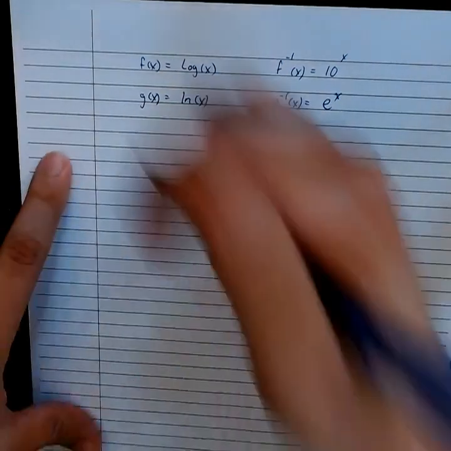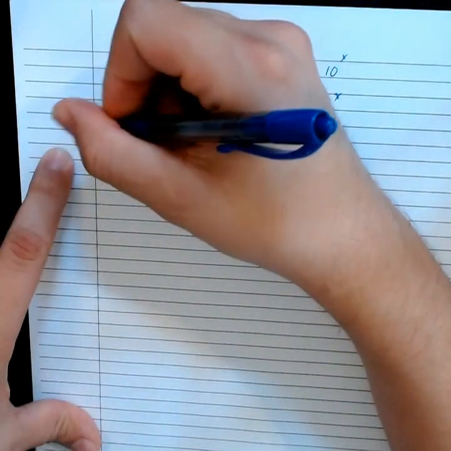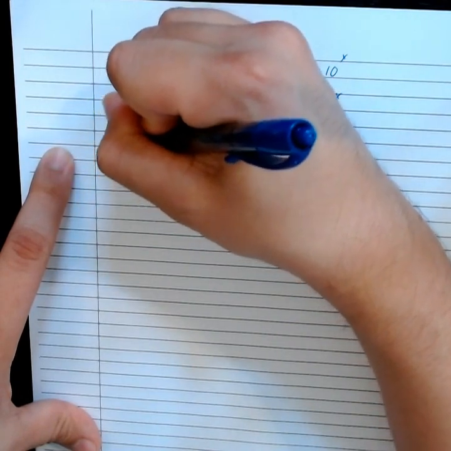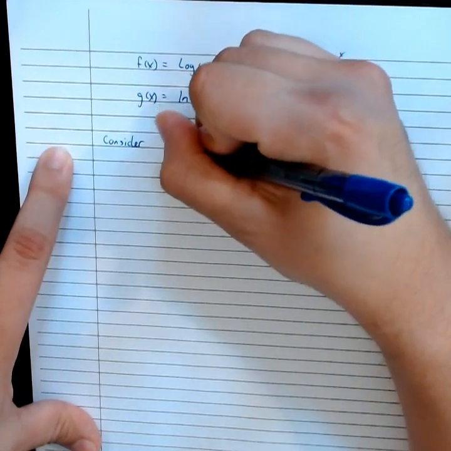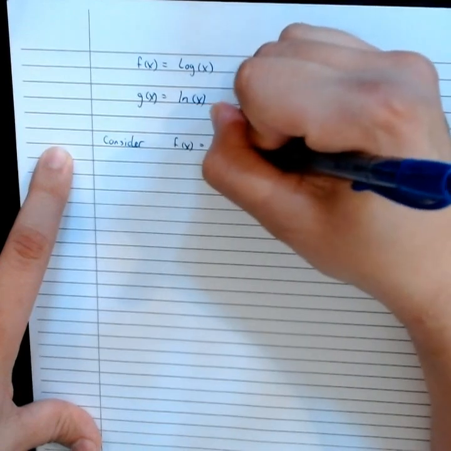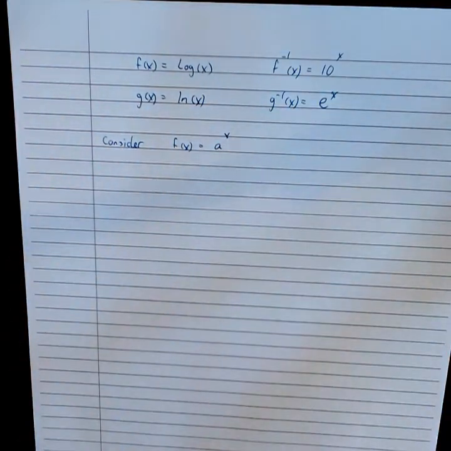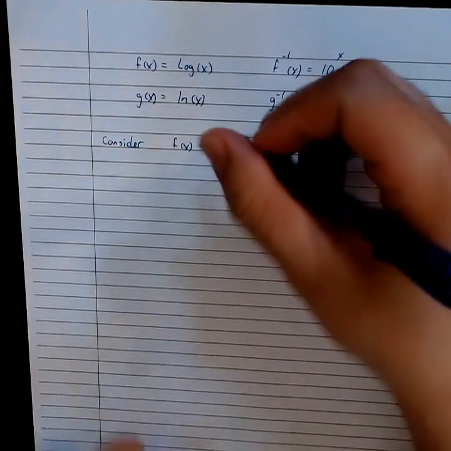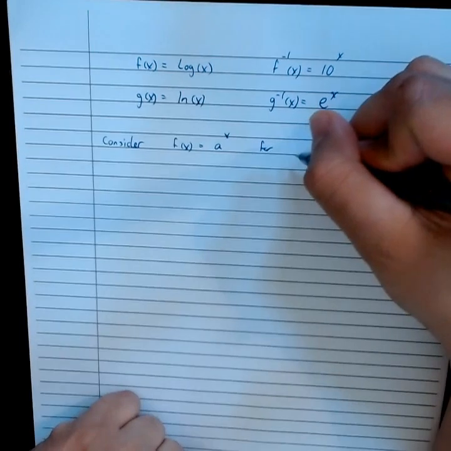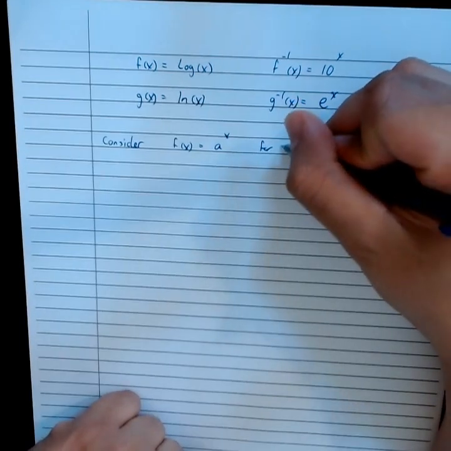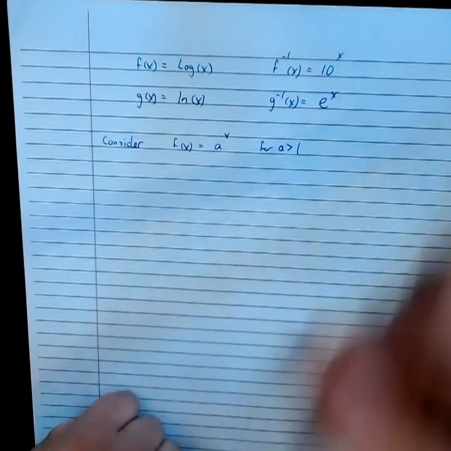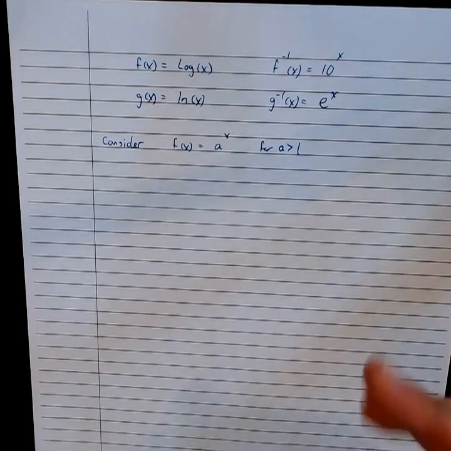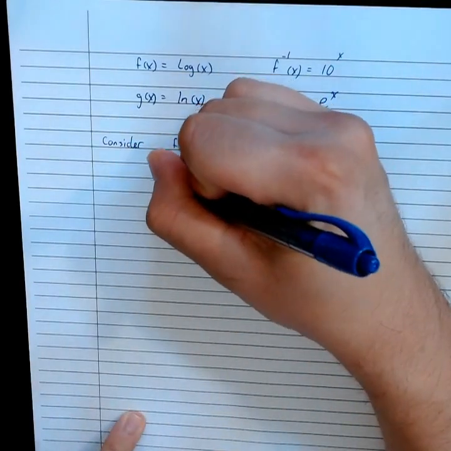So consider the exponential growth function. Consider f of x to be a to the x. Now here we want to look at just exponential growth, so we're going to look at this only when the base is greater than 1. We'll look at the exponential decay model separately. So if f of x is equal to a to the x for a greater than 1, that's the exponential growth function.